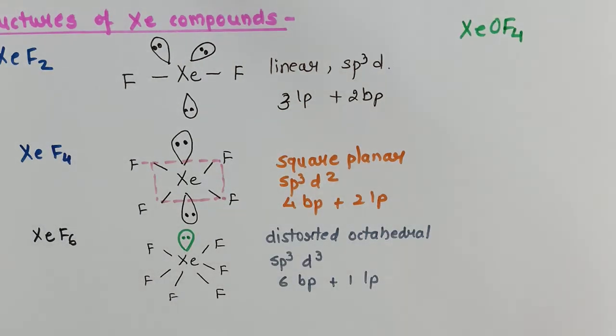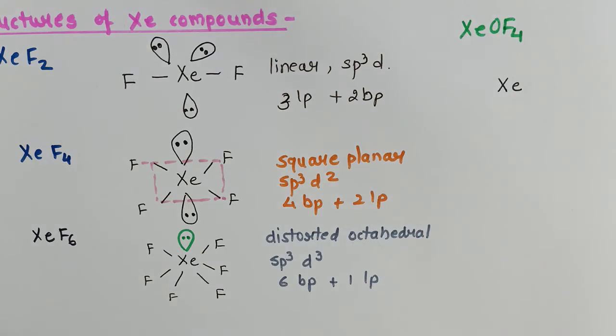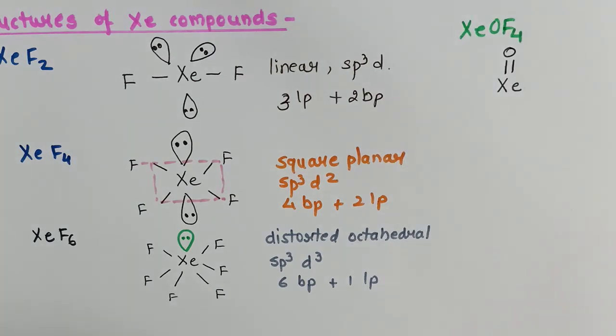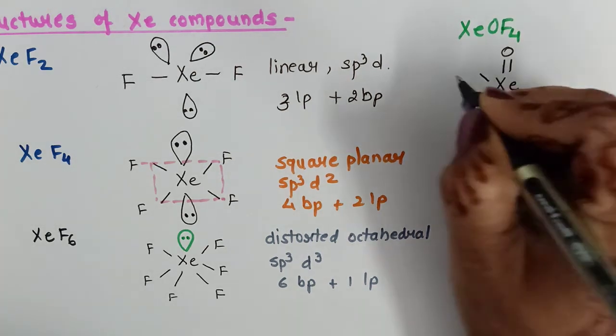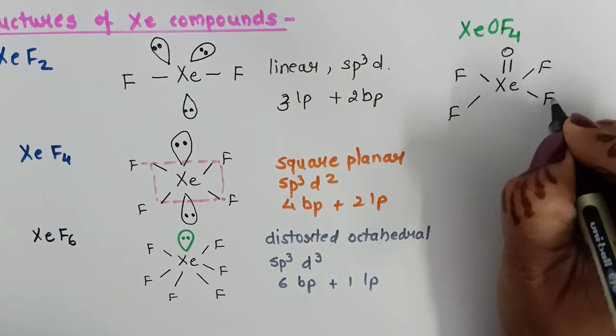Now let us discuss certain structures of xenon compounds which have oxygen also. XeOF4. So xenon is obviously the central atom. Remember, oxygen forms multiple bonds and therefore it will form a double bond. So out of 8 electrons in xenon, 2 are already used. Now the remaining 4 it will use to make bonds with 4 fluorine atoms.